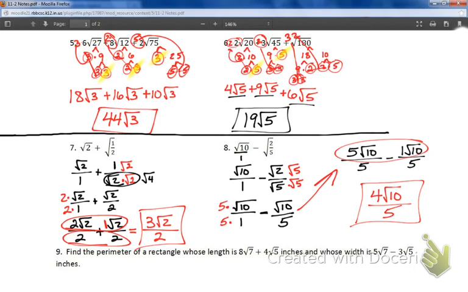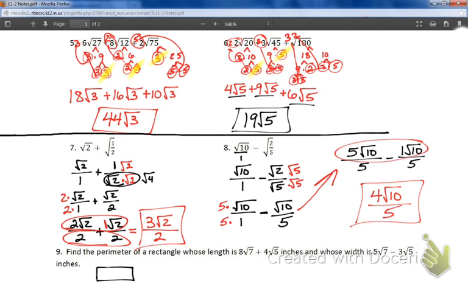Okay, again, adding a story problem into this type of work, but these story problems are pretty simple because the math is pretty simple. It says, find the perimeter of a rectangle whose length is 8 root 7 plus 4 root 5 inches, and whose width is 5 root 7 minus 3 root 5. Well, a couple things you have to remember here is, what does a rectangle look like?